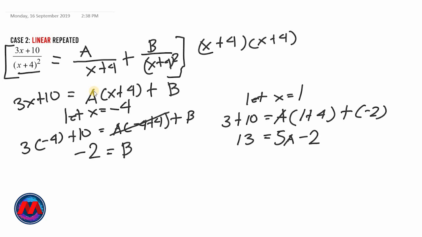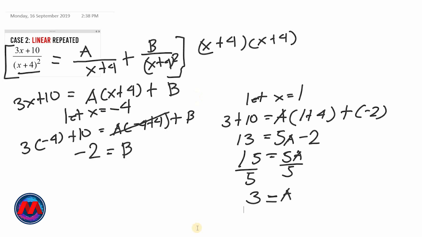minus 2. So, lagay natin sa kabila. Negative 2 magiging positive 2. So, this would become 15 and 5a over 5 over 5a is equals to 3. Tan-tananan. Yun. So, alam na po natin yung values ng b at alam natin yung values ng a.